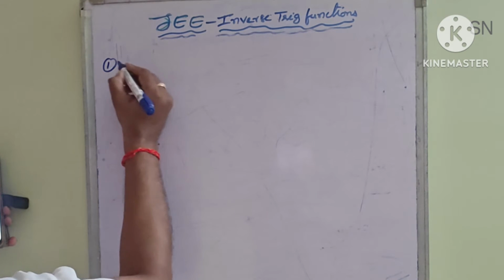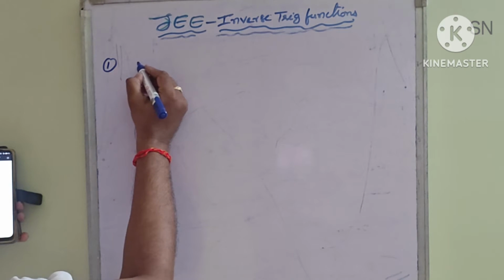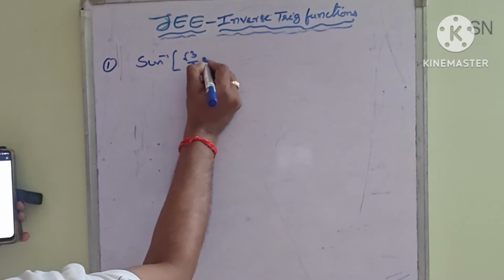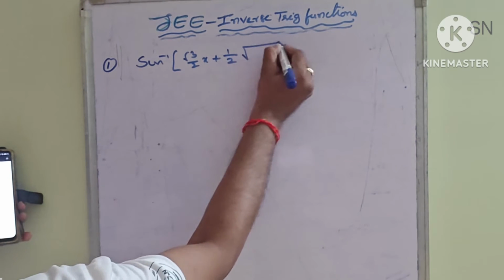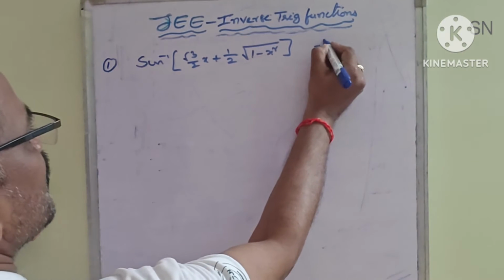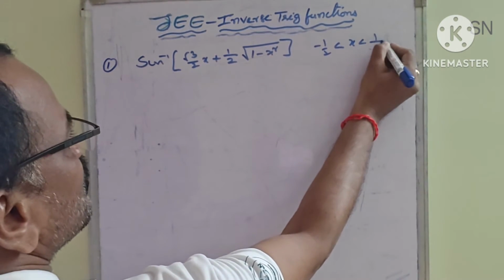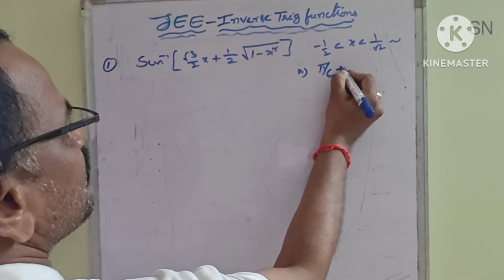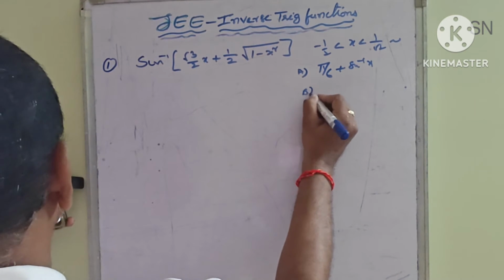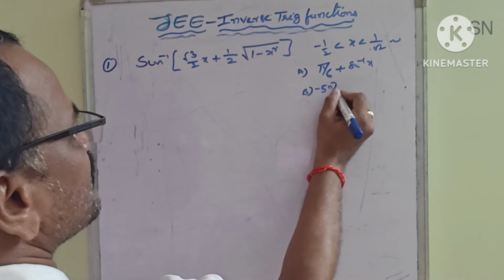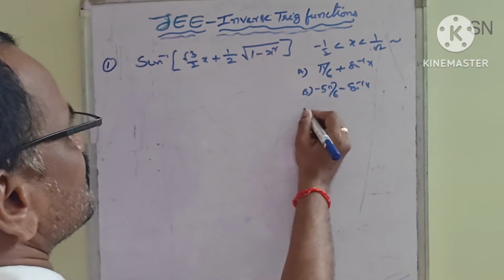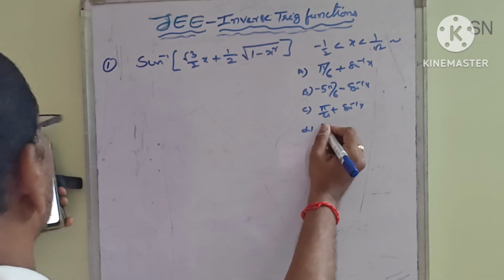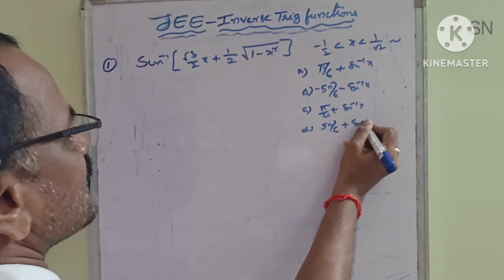2025. Here one question. Consider the principal value of inverse trigonometric functions. Sin inverse of root 3 by 2 x plus 1 by 2 root over 1 minus x square, where minus 1 by 2 less than x less than 1 by root 2, is equal to: option A, pi by 6 plus sin inverse x. Option B, minus 5 pi by 6 minus sin inverse x. Option C, pi by 4 plus sin inverse x. Option D, 5 pi by 6 plus sin inverse x.